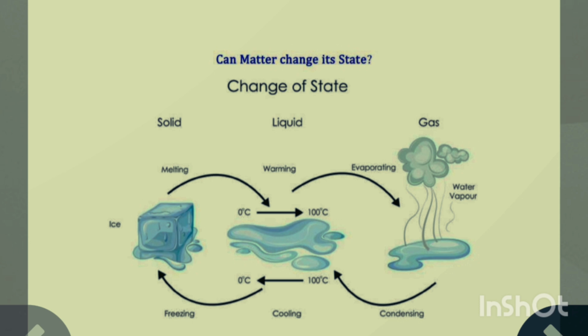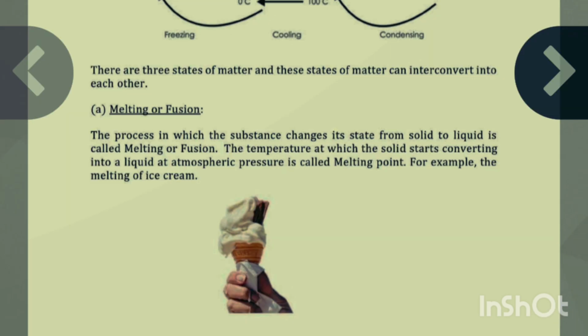Okay, in this way we can interchange from solid to liquid, liquid to gas, and again gas to liquid and liquid to solid. In this way we can change the states of matter. So here, melting ice goes from 0 degrees to 100 degrees Celsius, and then from 100 to 0 degrees is called what? Freezing. Everyone knows there are three states of matter, and these states of matter interconvert into each other.